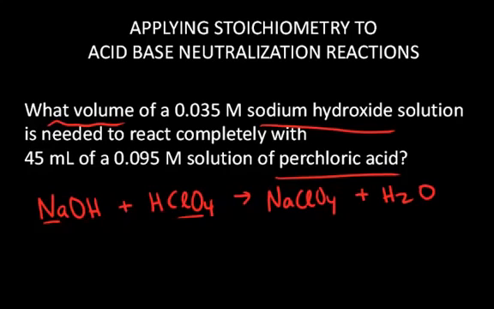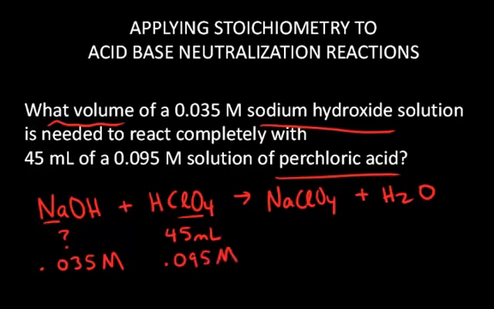Now we need to answer the question. Let's write here what's given about each of these reactants. Well, we want to know the volume of the sodium hydroxide, and the concentration is 0.035 molar. We are given 45 milliliters of the other reactant, perchloric acid, and it has a concentration of 0.095 molar.